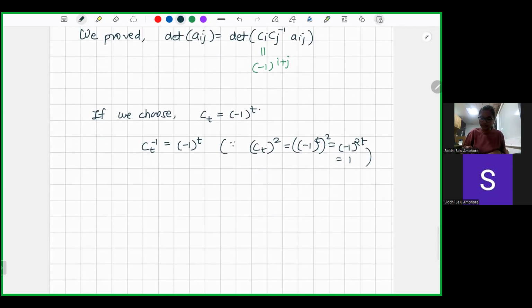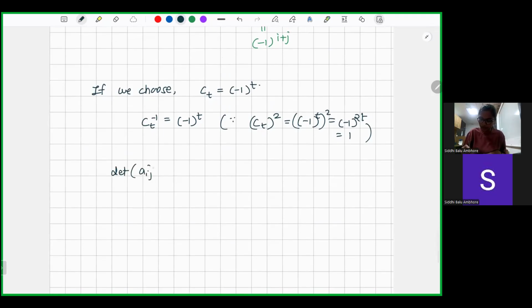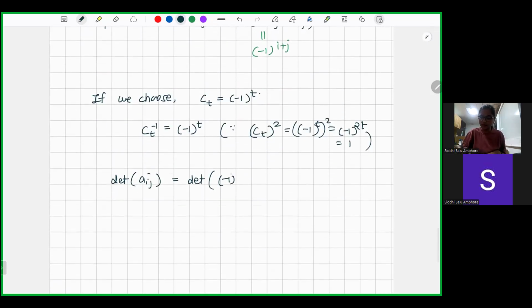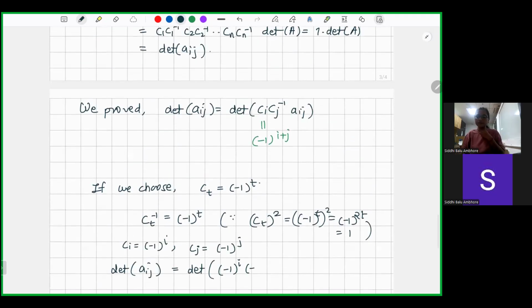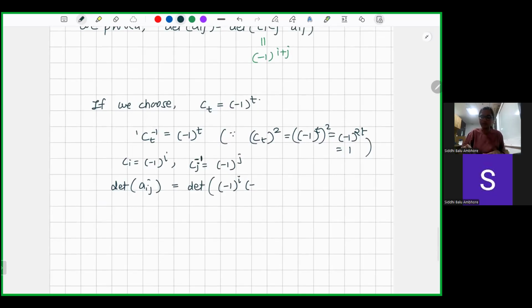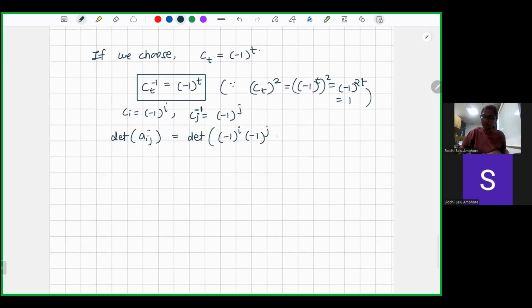So in that case, this determinant of Aij now becomes determinant of Ci, that is minus 1 power i, and Cj is again minus 1 power j. Okay, because Cj inverse will be again minus 1 power j because of this, which we have. So minus 1 power j and Aij. And then this will give me determinant of minus 1 power i plus j, Aij.